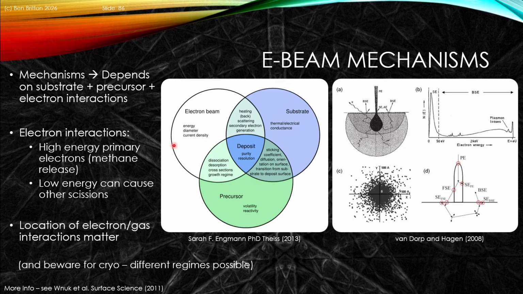There are a range of different parts of the mechanisms for scanning electron microscopy-based deposition, and effectively you can put this in this beautiful Venn diagram. The electron beam gives you the energy, diameter, and current density. Then there is the substrate: what are its thermal and electrical properties, how does it grow material, and the conduction? What's happening with regards to the electrons that are moving around? And the precursor is going to give you the volatility and reactivity.